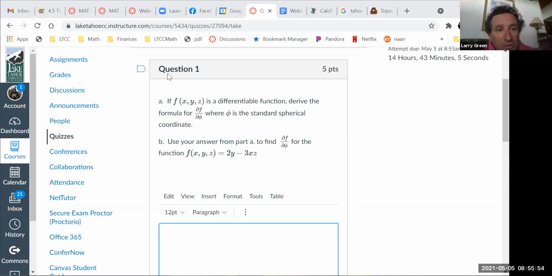And question 1, part A. If f of x, y, z is a differentiable function, derive the formula for del f over del phi, where phi is the standard spherical coordinate. Okay, so we need to find del f over del phi.